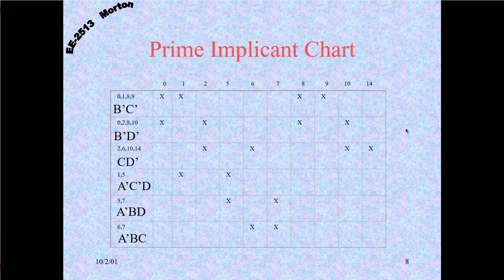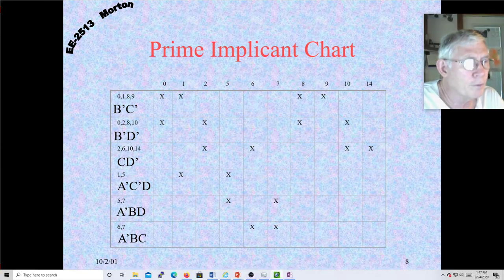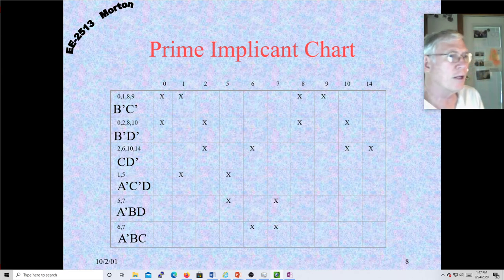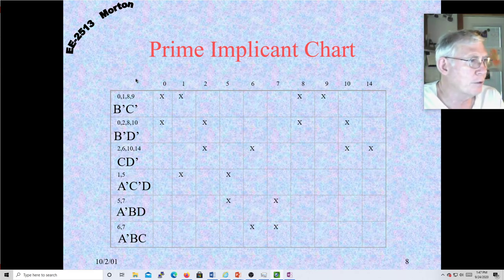All right, so here's the prime implicant chart. Let me talk about this just a little bit, because I do want you to understand how this works. First off, you see that we've listed all six of the prime implicants we developed with our first chart. We've listed them down here in this column. We also put across the top of our chart all the min terms which were in the original problem: 0, 1, 2, 5, 6, 7, 8, 9, 10, and 14. For each row, we've indicated which min terms are involved. So, for instance, B prime, C prime involves min terms 0, 1, 8, and 9. B prime, D prime involves 0, 2, 8, and 10.